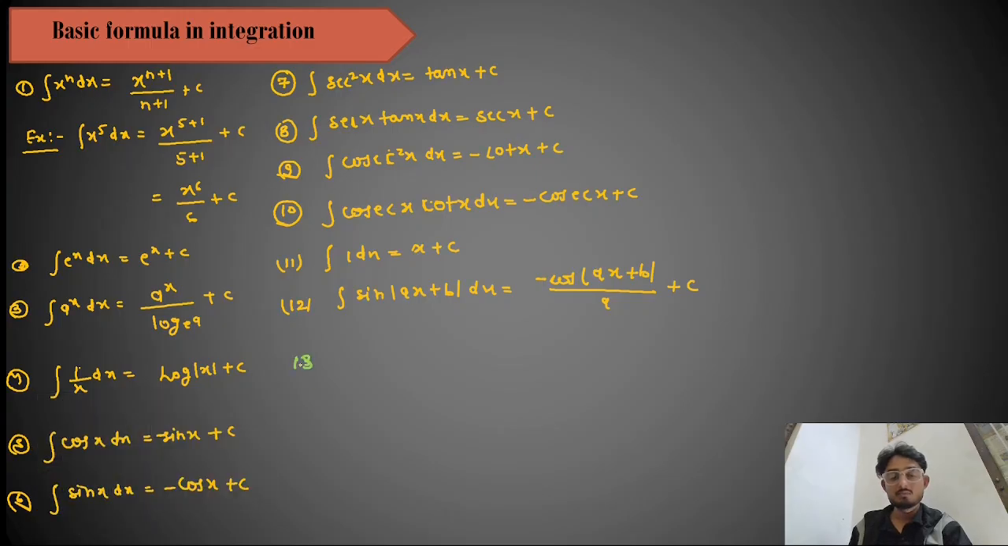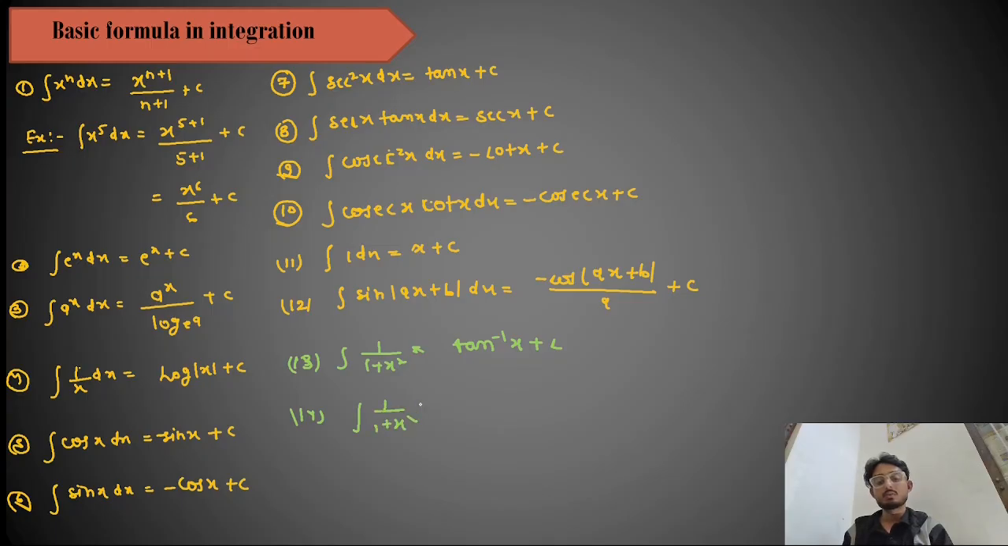13th one, integral of 1 upon 1 plus x square equal to tan inverse x plus c. 14th one, integral of 1 upon 1 plus x square equal to minus cot inverse x plus c.